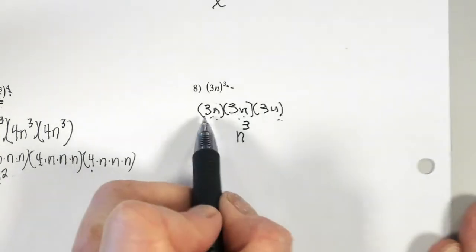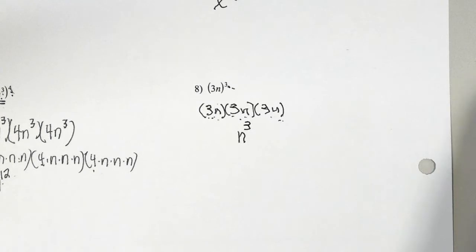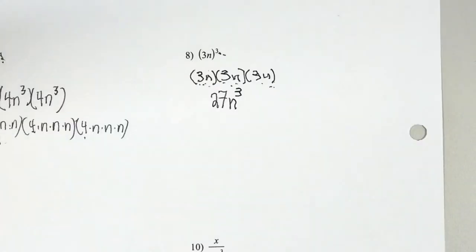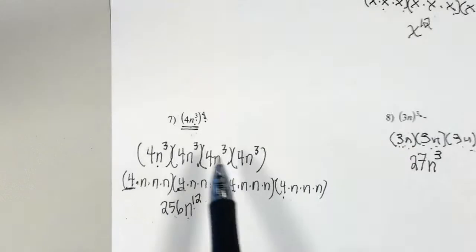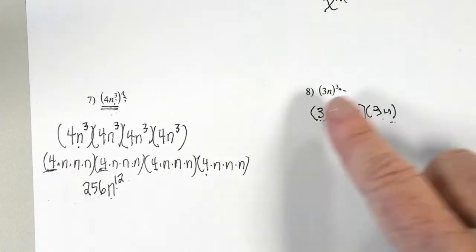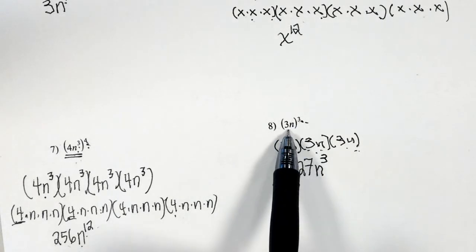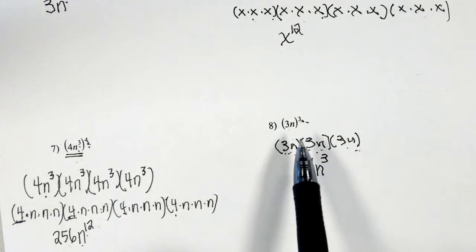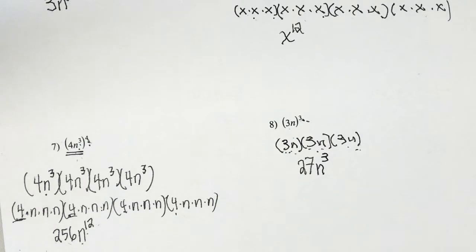And what about these 3's? Well, I got to multiply them. 3 times 3 times 3 is 27. So I've got 27n to the power of 3. So that's my final answer. Okay, so take a look again. 6, 7, 8. Those were all with parentheses, and inside the parentheses I had a term, and that whole thing was being raised to an exponent. So I need to make sure, remember, that an exponent means repeated multiplication. Alright, so now let's move on.